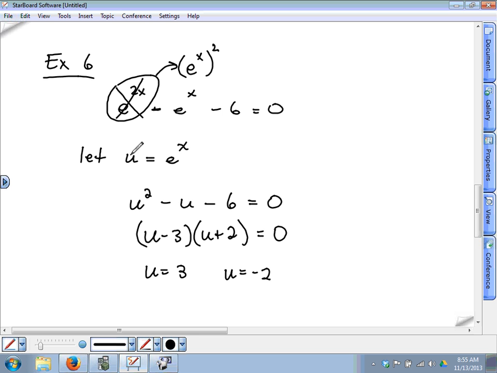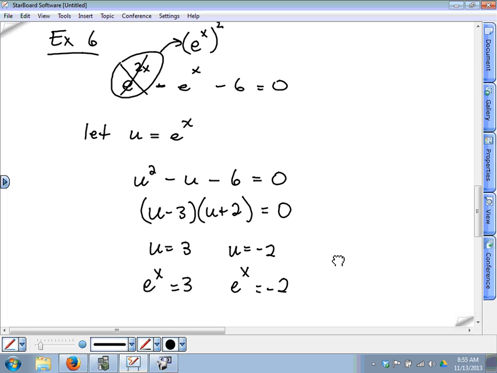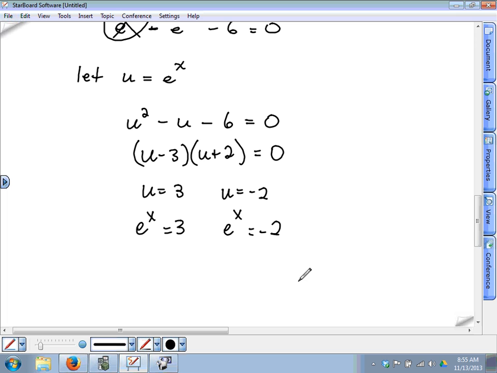We already know what u equals. u equals e to the x. So now we have two separate equations. e to the x is equal to 3, and e to the x is also equal to negative 2. Now we have two smaller equations that are much easier to solve than the original equation we started with. So how do we solve this? Natural log cancels a base of e, so natural log here, natural log there. So x is equal to the natural log of 3. That's one of your solutions.